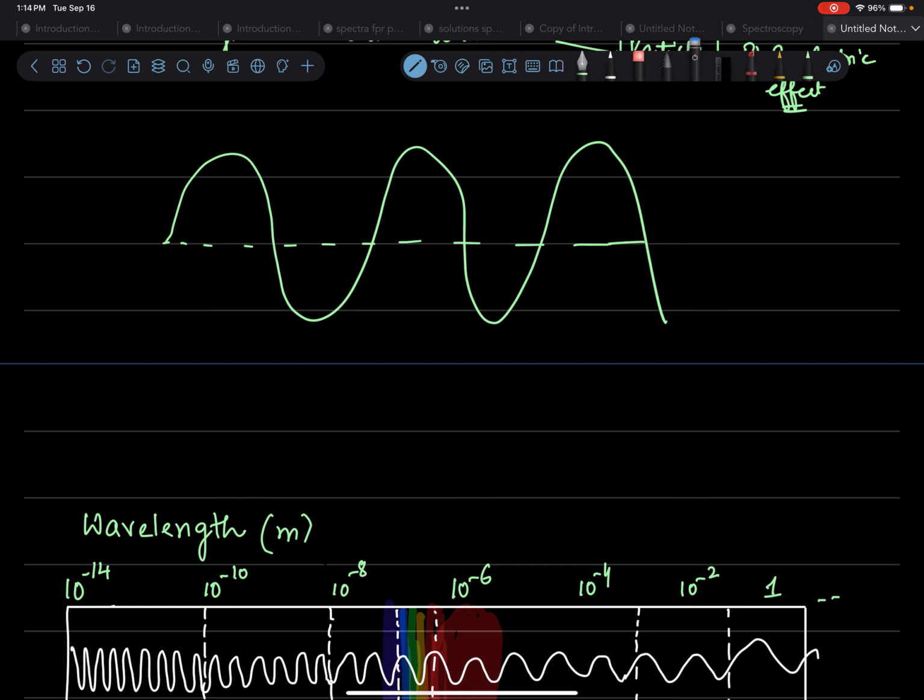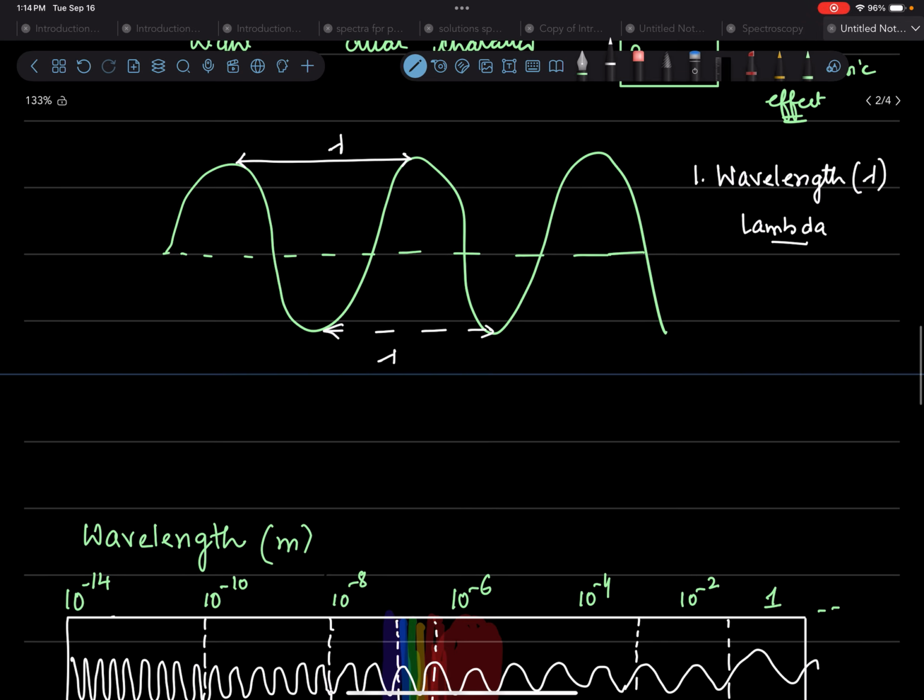Now, the first term which I want you to understand is wavelength. It is represented by the Greek symbol lambda. What is a wavelength? It is the distance between two successive crests or two successive troughs. That is lambda. So if someone says the distance between this and this, that's not lambda, that is 2 lambda. It is between consecutive crests or consecutive troughs.